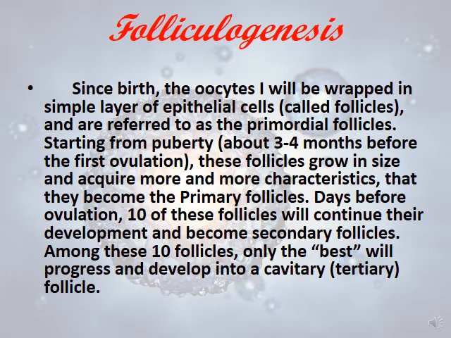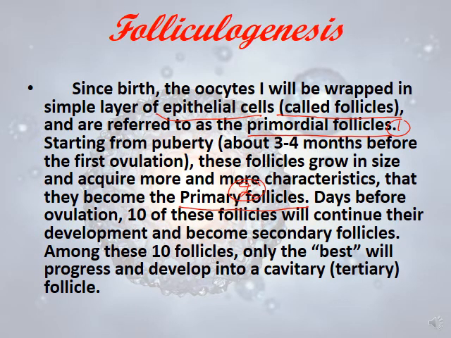Since birth, oocyte 1 is wrapped in simple layers of epithelial cells. These are referred to as follicles, and they are called primordial follicles. Starting from puberty, about 3 to 4 months after the first ovulation, these follicles will grow in size and become what is known as the primary follicles. So first we have primordial, then we have the primary follicles.